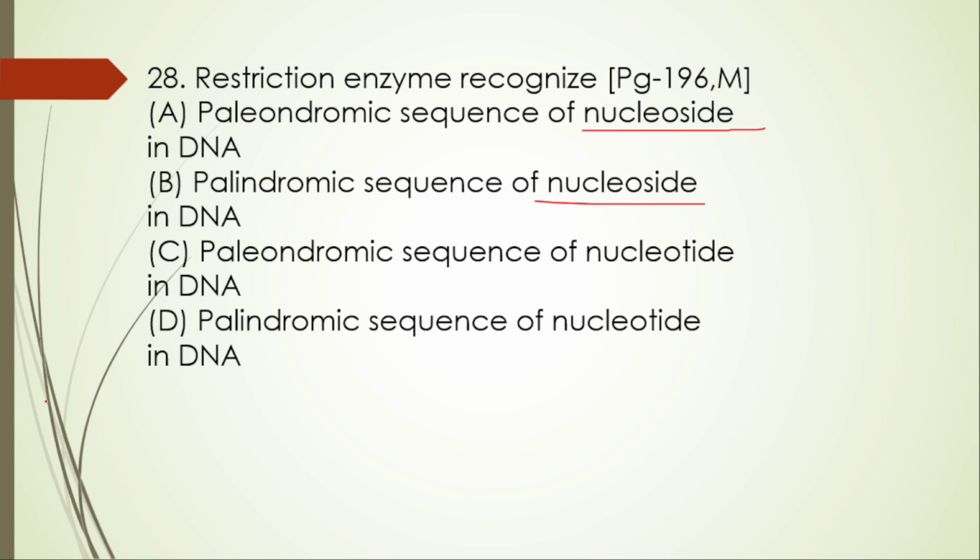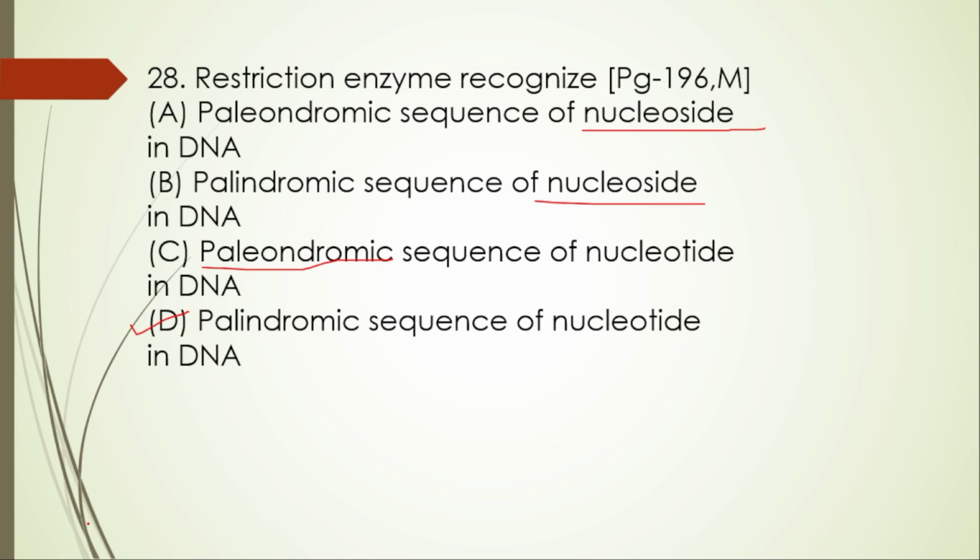So here the right option is D, because palindromic is given, so this one is wrong here, and among these two, nucleoside is wrong. So, palindromic sequence of the nucleotide in DNA. What is a palindromic sequence? A palindromic sequence is a sequence of base pairs that reads the same in the 5' to 3' direction, and 3' to 5' direction also.